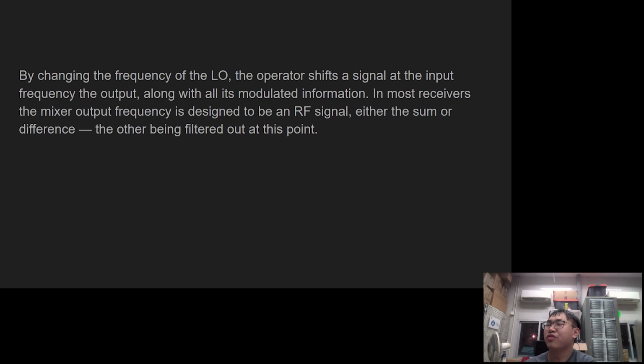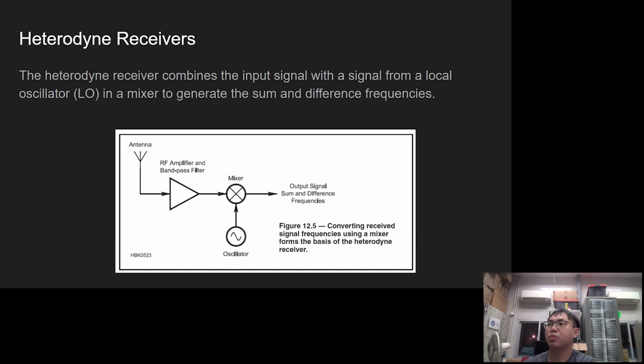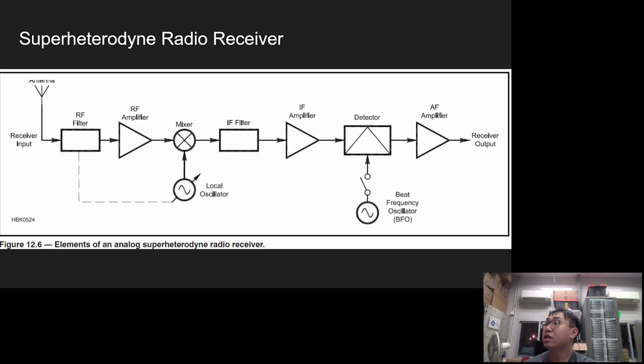Yes, you can change the frequency of the local oscillators to operate the shift in inputs, but we seldom do this for a superheterodyne receiver. Okay. Just to talk about why we have to use a mixer. This is because of the superheterodyne receiver.